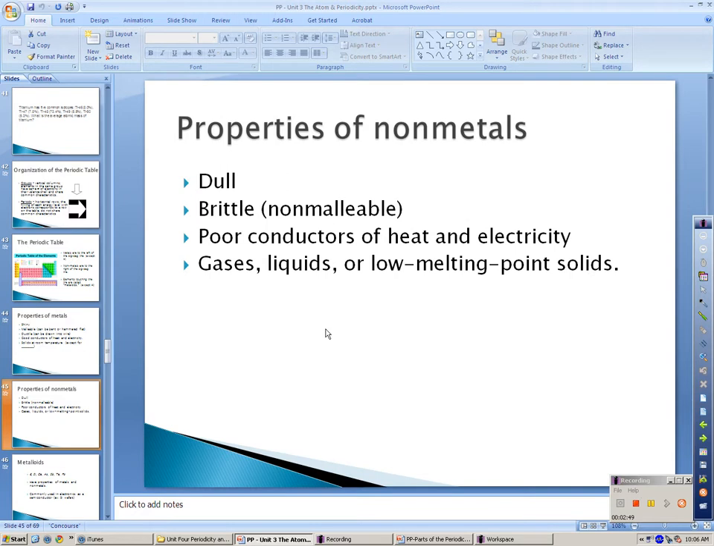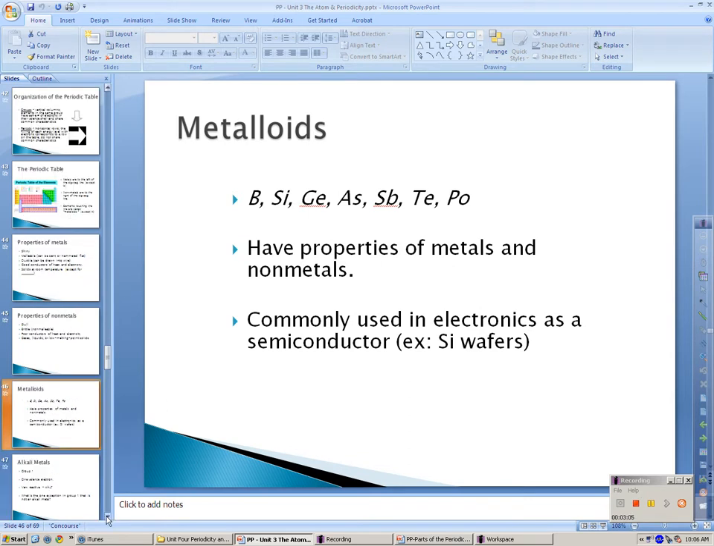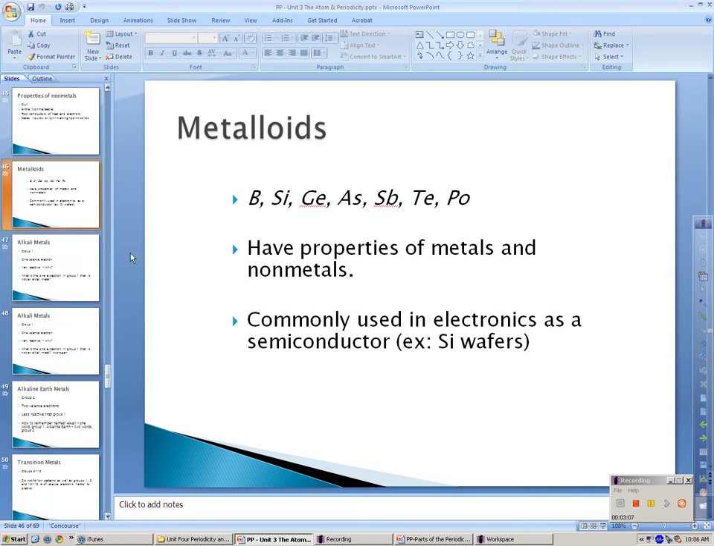Properties of non-metals: they're dull, they're brittle, they're non-malleable, they're poor conductors of heat and electricity, and they are gases, liquids, or low melting point solids. The metalloids are these guys. They have properties of metals and non-metals, and they're commonly used in electronics as a semiconductor, which means they only conduct electricity at certain temperatures.